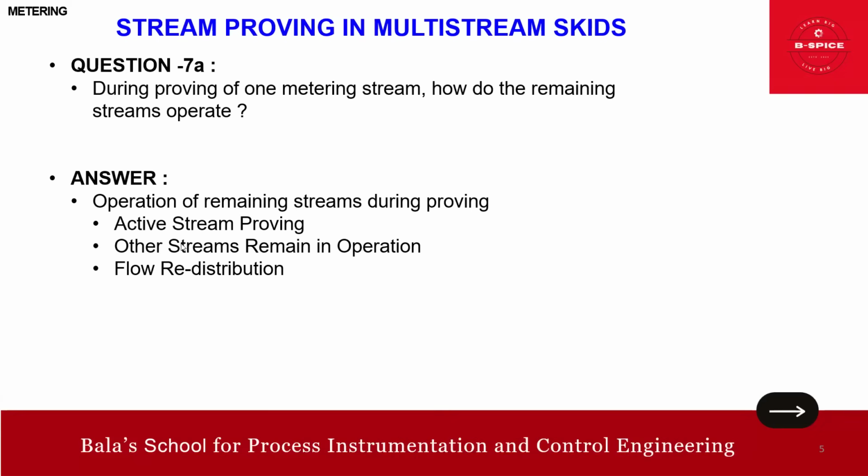So first, my suggestion is you focus on this: operation of the remaining streams during proving. One is the active stream proving. The stream selected for proving is temporarily isolated from custody transfer. Flow is diverted to the prover loop. Then the flow computer switches to the proving mode for that stream.